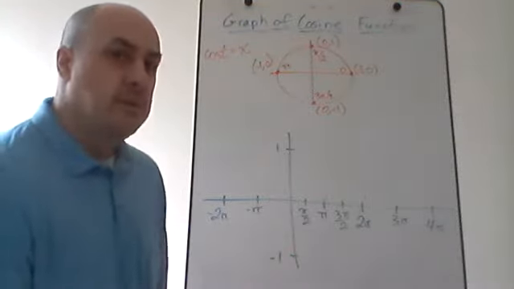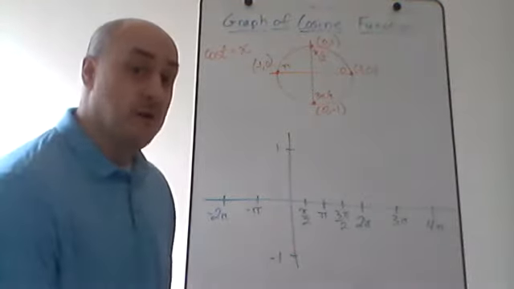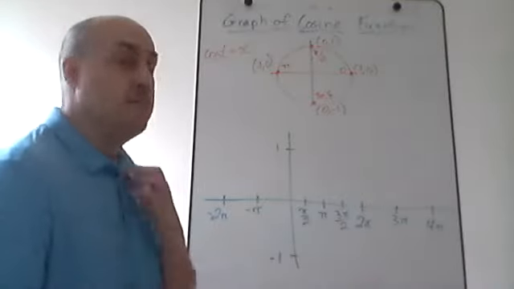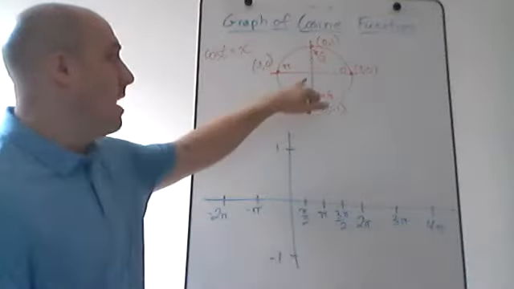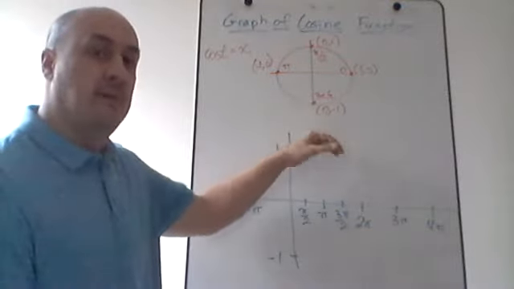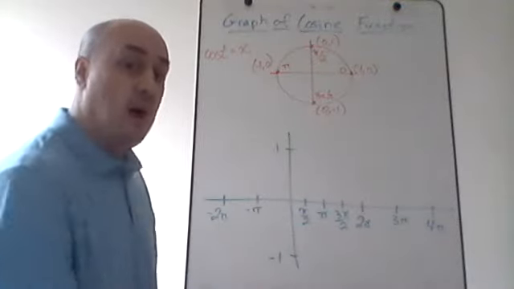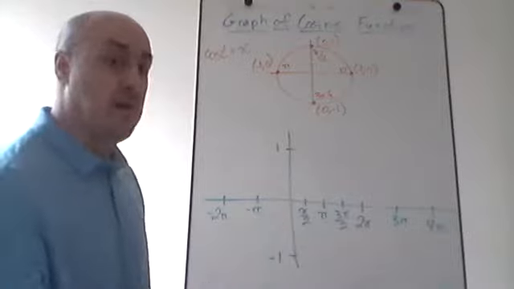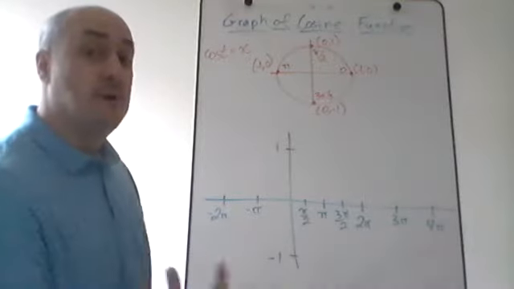Alright, in this video here we're going to be talking about the graph of the cosine function. Now I just did another video on the graph of the sine function where I took the points from the unit circle and talked about the input and output for the sine function, and then plotted those points on the coordinate plane to sketch the graph of the sine function. I'm going to do the same thing here for the cosine function.